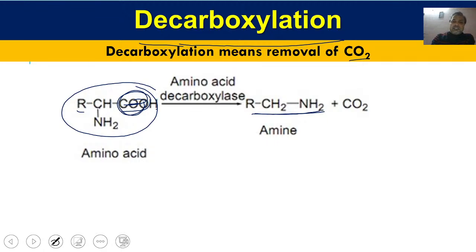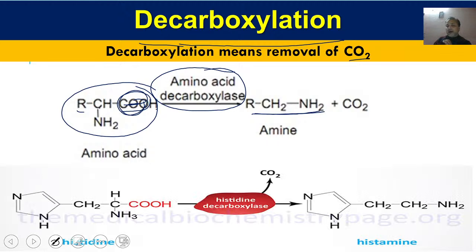This decarboxylation reaction requires a decarboxylase enzyme. We have 20 amino acids, so for every amino acid we require a specific decarboxylase enzyme. So 20 decarboxylase enzymes we require, like for glycine a different decarboxylase enzyme, for alanine a different decarboxylase enzyme. The thing you need to remember is, after decarboxylation, an amino acid is going to give you the corresponding amines.